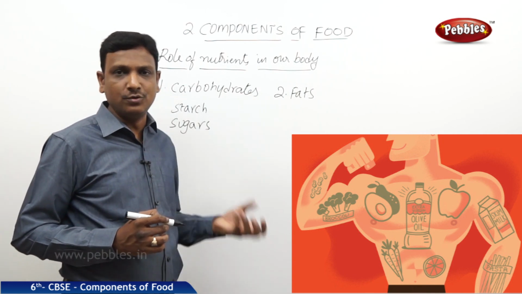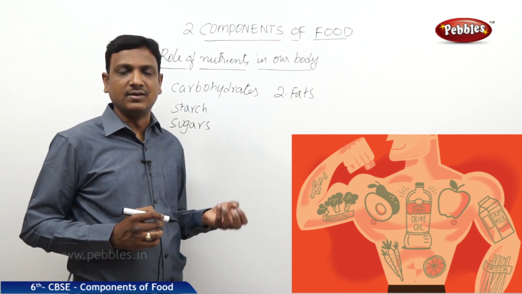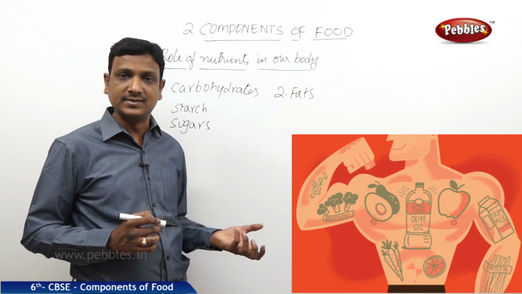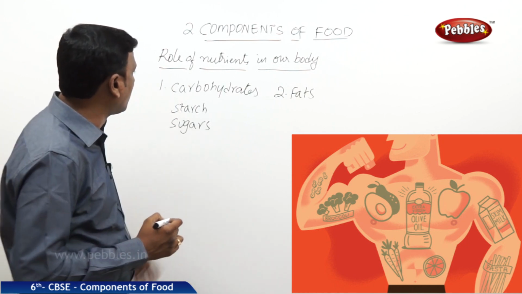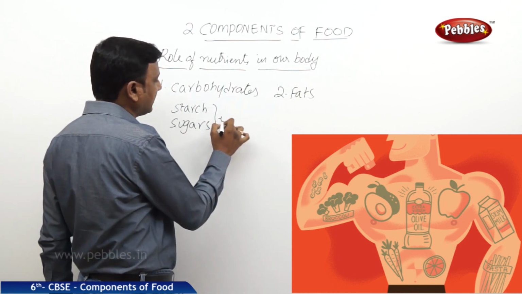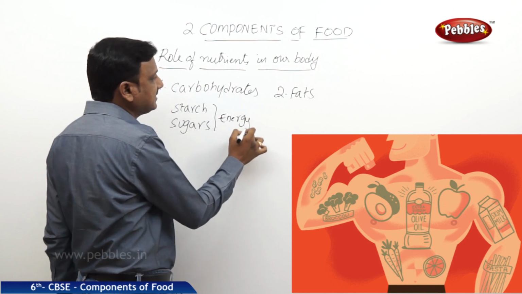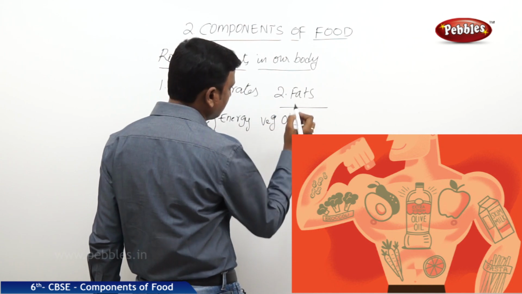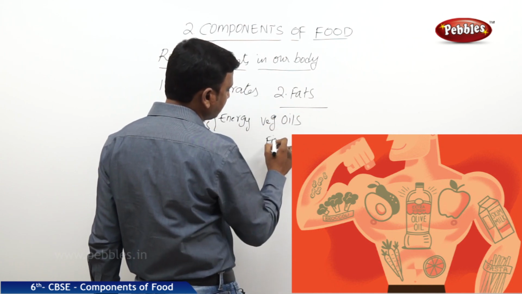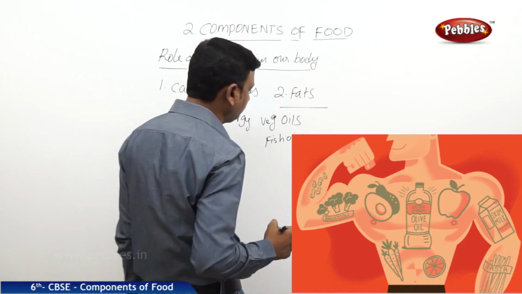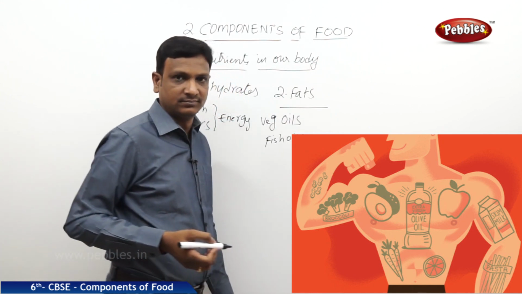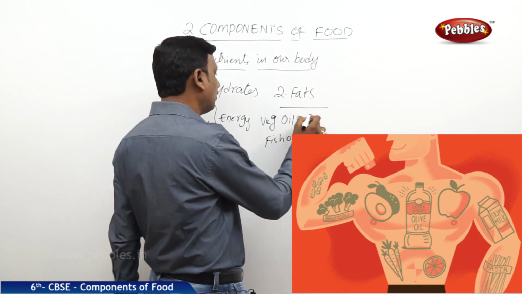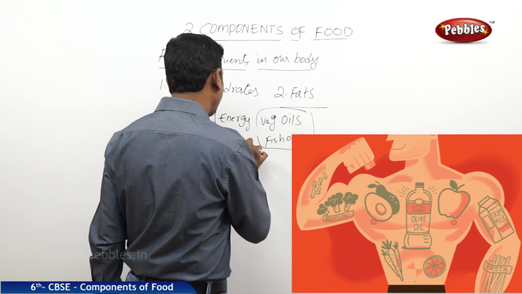Sugars: all the fruits contain sugars. The white sugar that you use in the tea, coffee, milk is a sugar, it is also a carbohydrate. So all the sugars and starches are carbohydrates, they provide us with energy. At the same time, the fats and oils, the vegetable oils and fish oils and animal fat. You are consuming meat, chicken, it contains fat, it contains oils. So these oils also provide us energy.